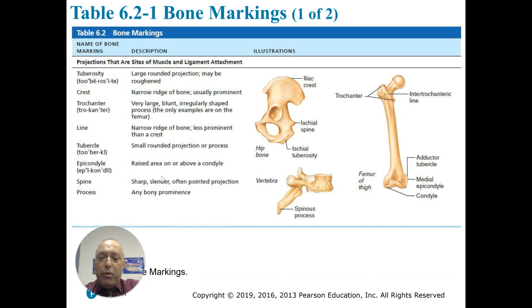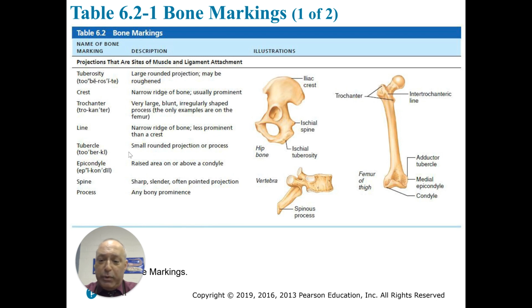Okay, a little bit more on bone markings. So a tuberosity is a large rounded projection that may be roughened. The crest is the narrow ridge of the bone, usually prominent, like this iliac crest. And here we've got an ischial tuberosity. We've got a trochanter, which is a very large, blunt, irregular shaped process that we can see on the femur. And so here's the trochanter with the intertrochanteric line.